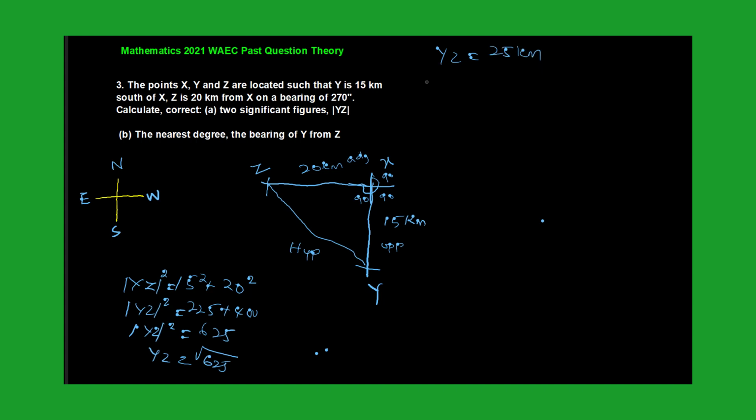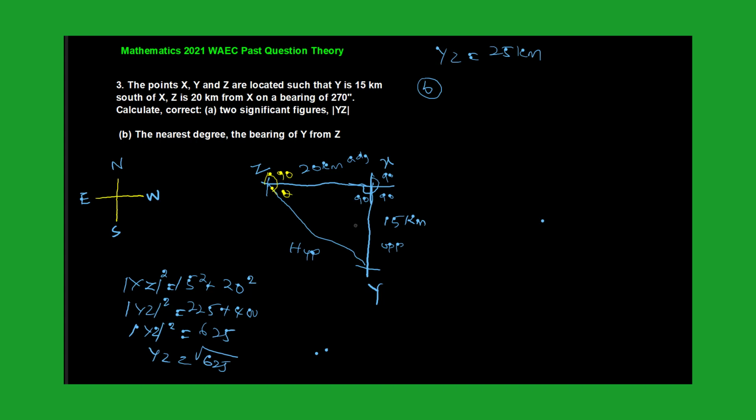Now, question B. Question B is: find, to the nearest degree, the bearing of Y from Z. For us to find the value of the bearing of Y from Z, this is the bearing of Y from Z. This place is known to be 90, but this place is unknown. So we are going to look for the value of theta. After getting the value of theta, we add it to 90 to get the bearing of Y from Z.